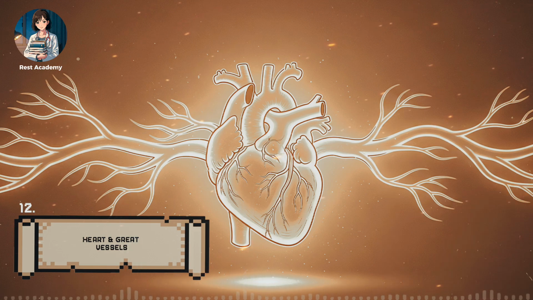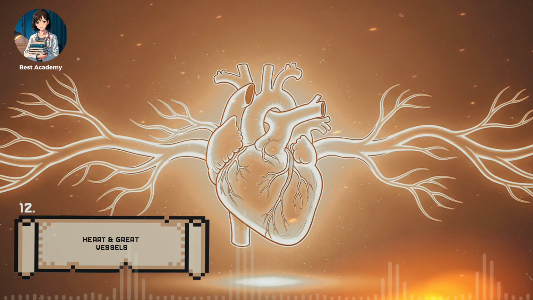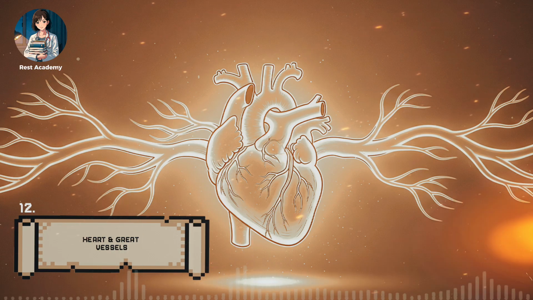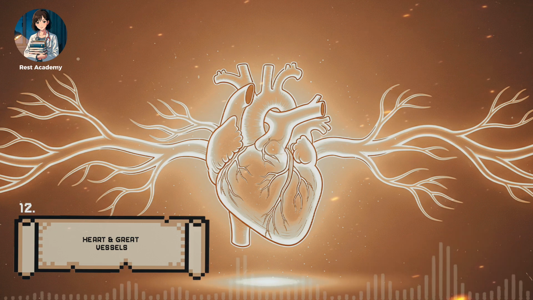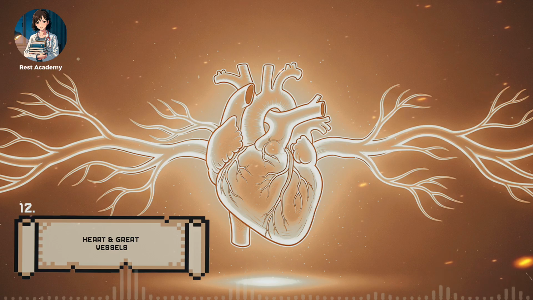Great vessels define circuits. The superior vena cava drains head, neck, upper limbs, and chest. The inferior vena cava drains abdomen, pelvis, and lower limbs. The pulmonary trunk arises from the right ventricle, bifurcates into right and left pulmonary arteries, and carries deoxygenated blood to lungs. 4 pulmonary veins return oxygenated blood to the left atrium.